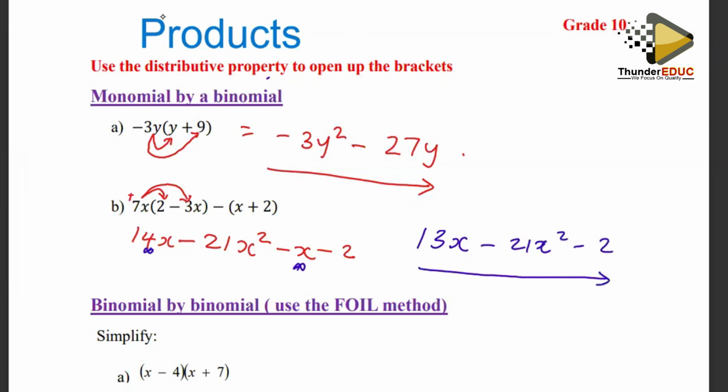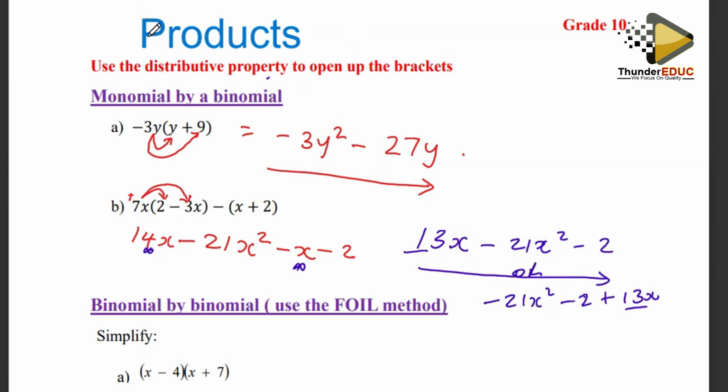Now, how you represent the answer does not matter, for as long as the terms have their correct signs, okay? What I mean by that is somebody could say negative 21x squared minus 2 plus 13x. It's just the same thing. It's correct for as long as the sign here is a negative and a negative. The sign in front of the 13x is a positive, and that is also a positive. So arrangement is not a big deal. Remember the properties of whole numbers, commutative and associative properties.